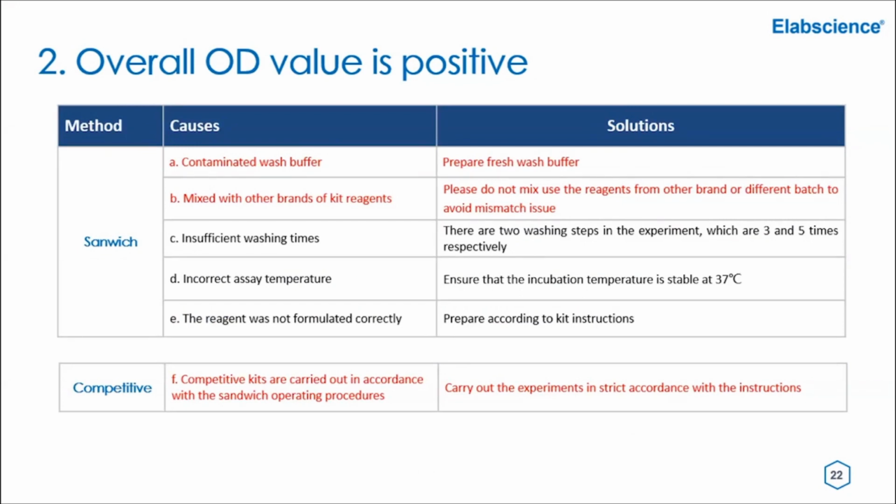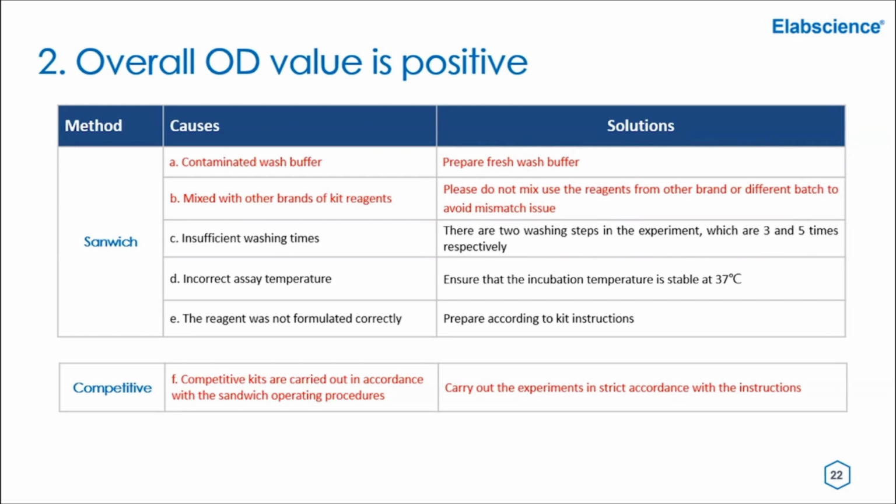Since high and low OD values mean different things in sandwich ELISA and competitive ELISA, we would analyze this problem in 2 directions. For sandwich ELISA, we would first consider contamination in the wash buffer, then the mismatch of reagents. If you use a microplate washer, please make sure the machine tunnels are clean.